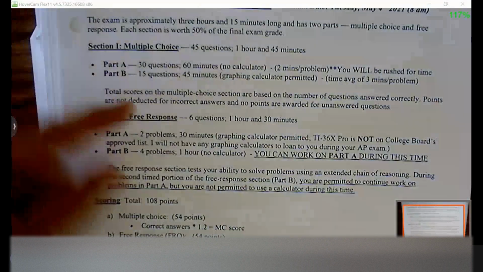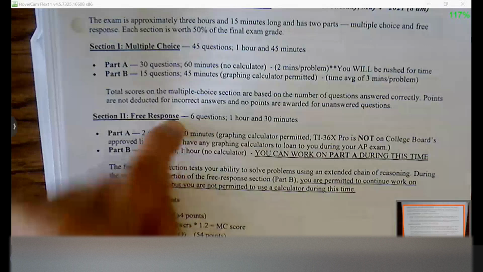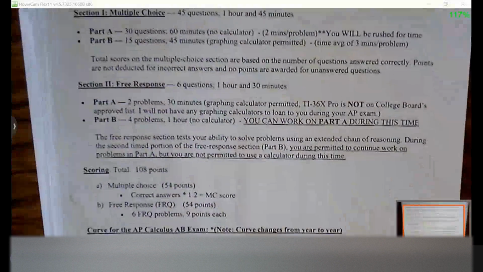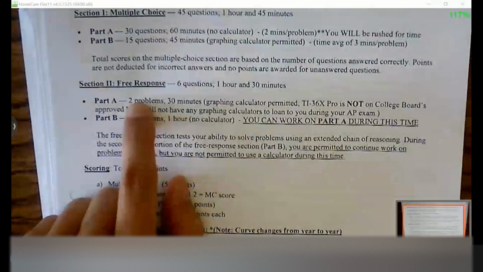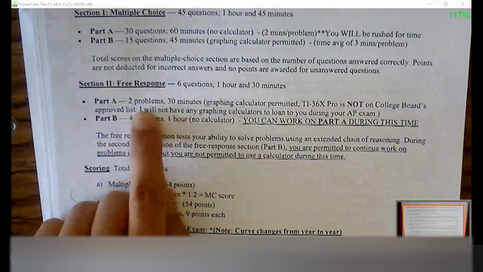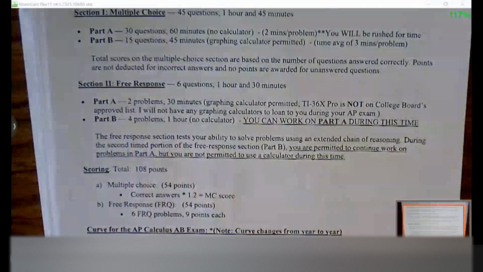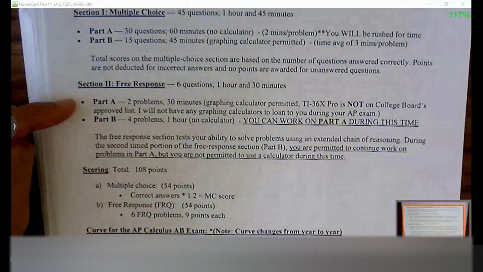You have a 10-minute break, and then you'll come back and take the free response portion. For free response, you have 6 questions and 1 hour and 30 minutes. Part A, you're going to start off with the calculator portion. There's going to be a booklet, and that booklet is going to have all 6 problems inside it for your FRQ.